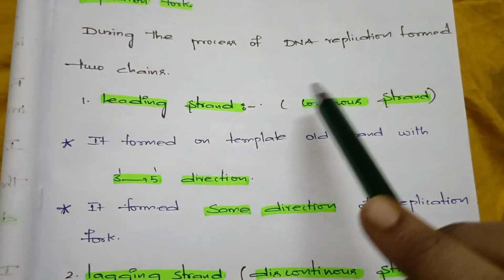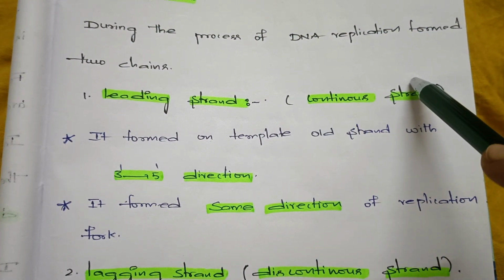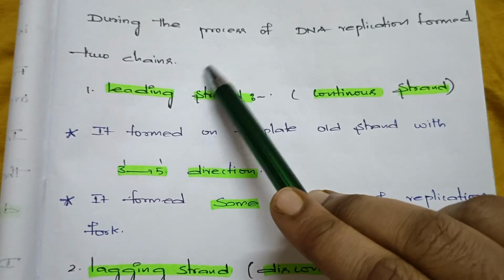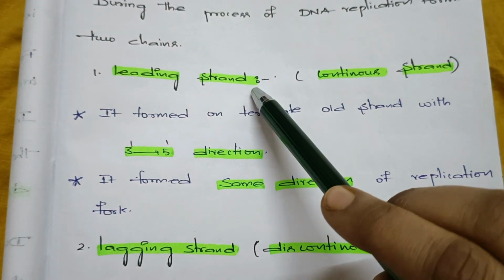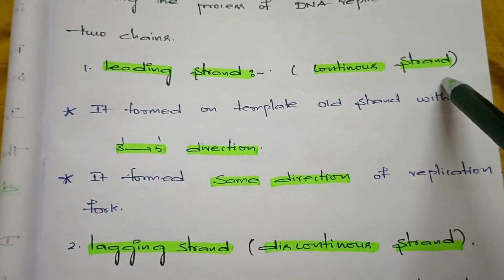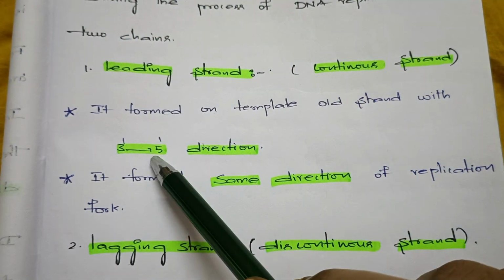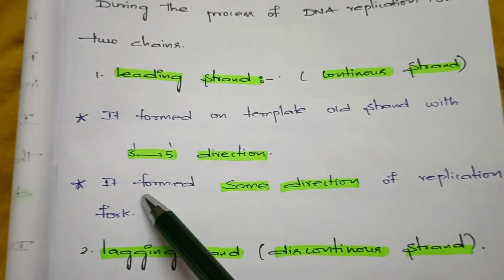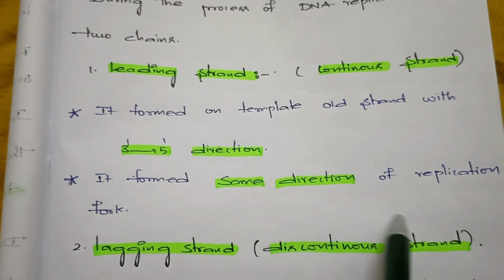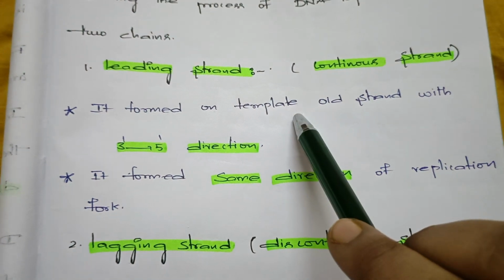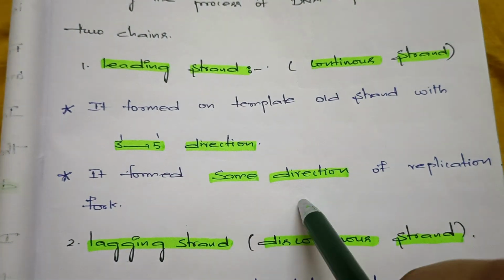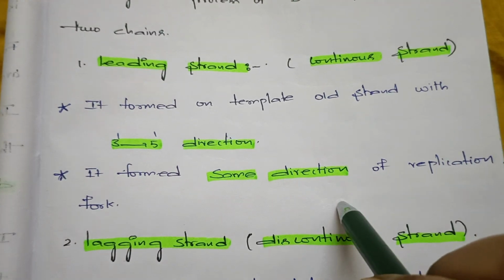Now we will see replication. Everything is completed, and now we have two strands: one is the leading strand, another one is the lagging strand. The leading strand is a continuous strand, developed in the 3 to 5 direction, and the replication fork also develops in the same direction. The old strand is in the 3 to 5 direction, and the new strand is also in the same direction.